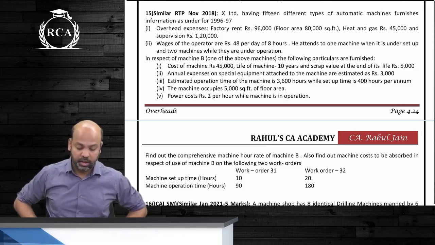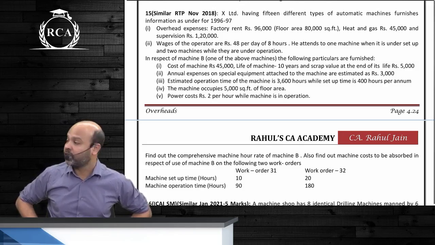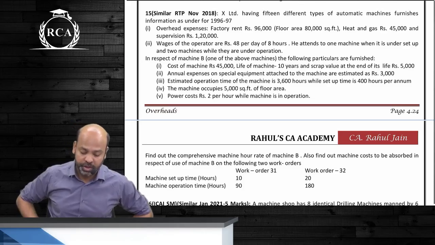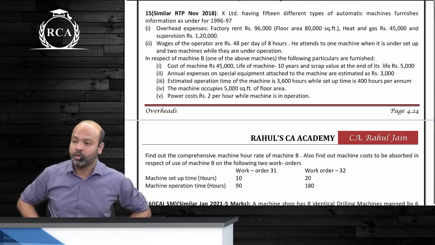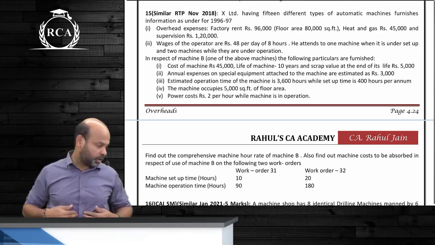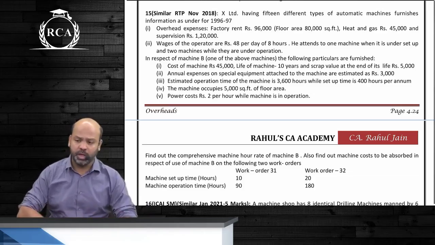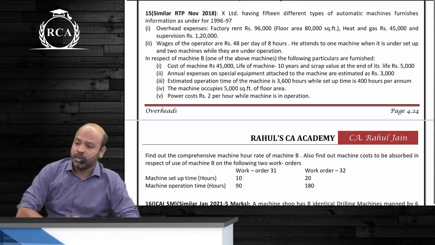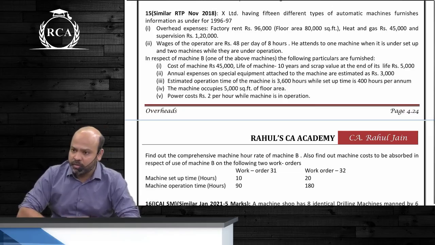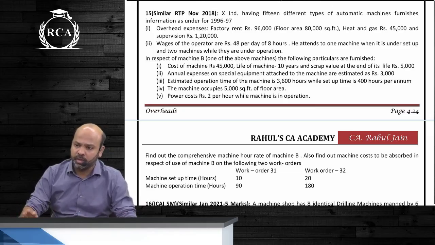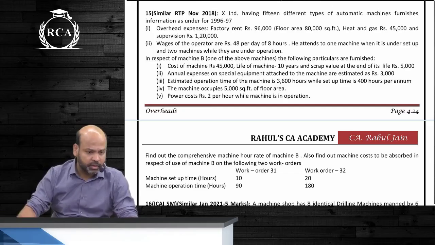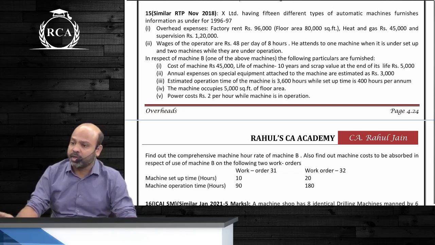Wages of the operator, guys, are 48 rupees per day of 8 hours. He attends to one machine when it is under setup and two machines while they are under operation. Now, one important thing, whenever you compute machine hour rate, you're supposed to divide it by the number of productive hours. So they will tell us that in a year there are about, let's say, 2,500 hours, जिसमें से 200 hours of maintenance.